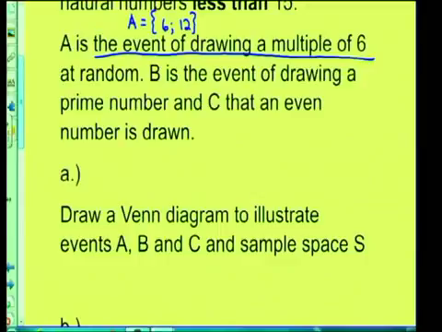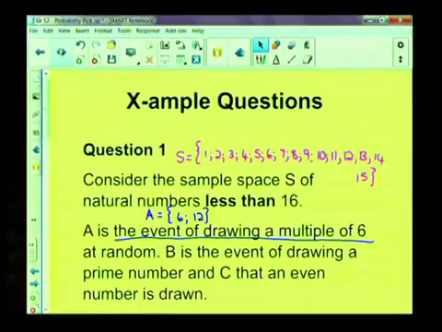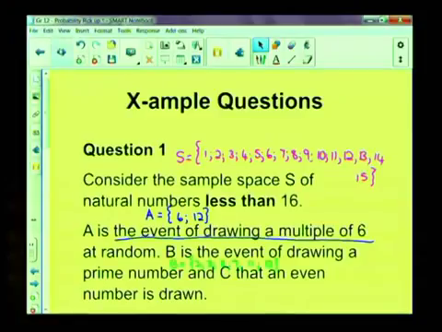Then it says B is the event of drawing a prime number. So let's get ourselves a color and put B in here. Is 1 prime? Hopefully you guys are saying no, prime numbers have 2 factors, 1 and themselves. So 1 is not composite or prime. That's something we've known for a long time. So for B, 2 is a prime, 3 is a prime, 4 is not, 5 is, 7 is, 8 isn't, 9 isn't, 10 isn't, 11 is, 12's not, 13 is, 14's not, and 15's not. So there we have those.